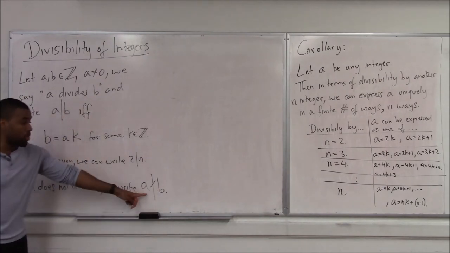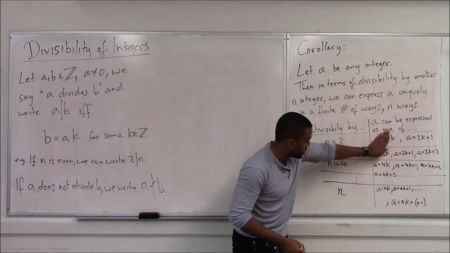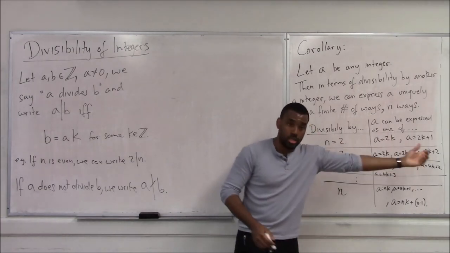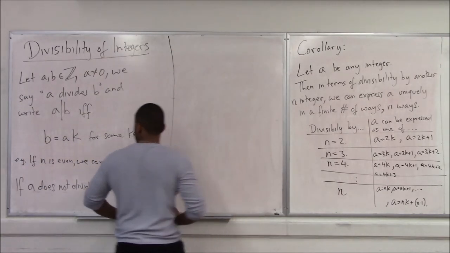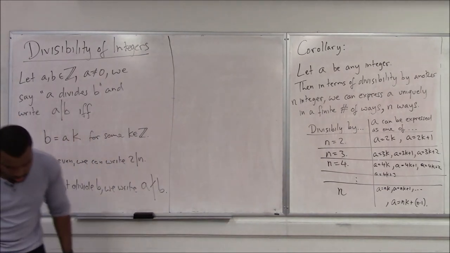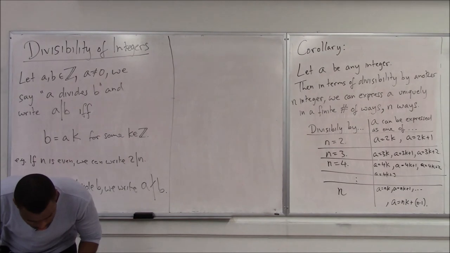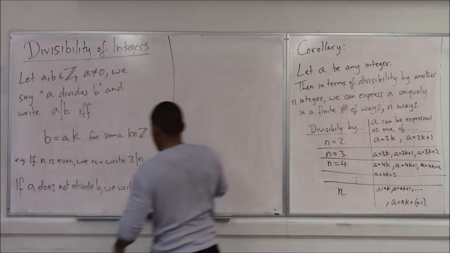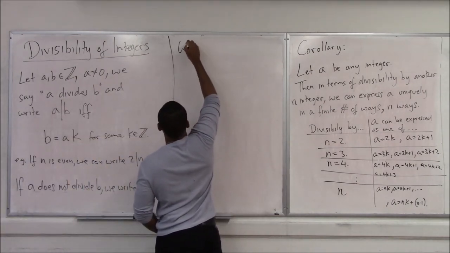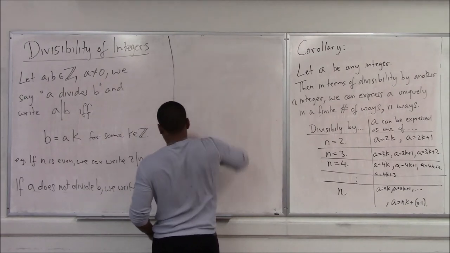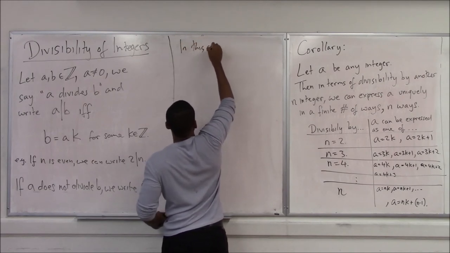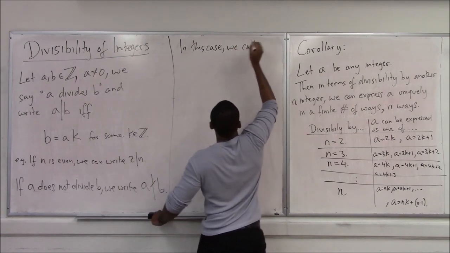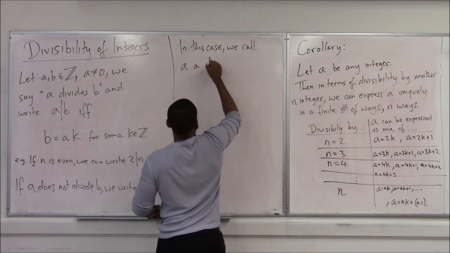Which, by the way, the moment you know that, it means that the first guy in this table is taken off and your A can be expressed in n minus 1 ways. So that's a division. Then we're done. We did define this guy, so we call, in this case, a divisor.